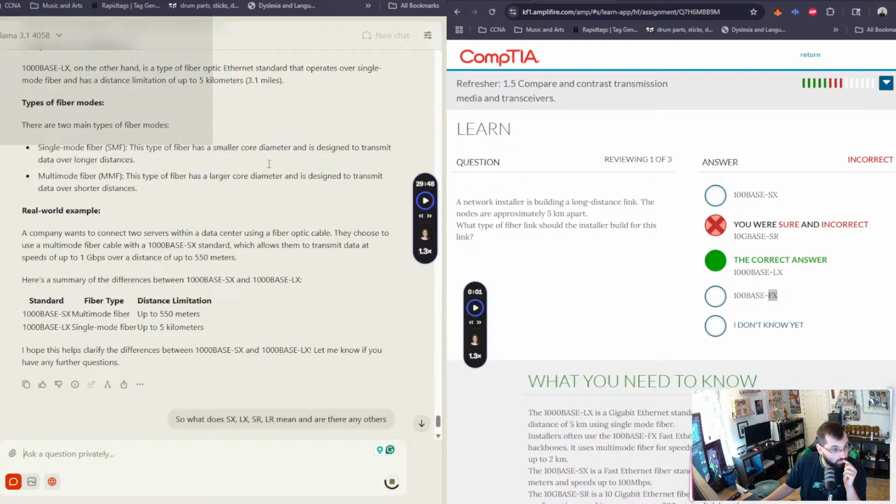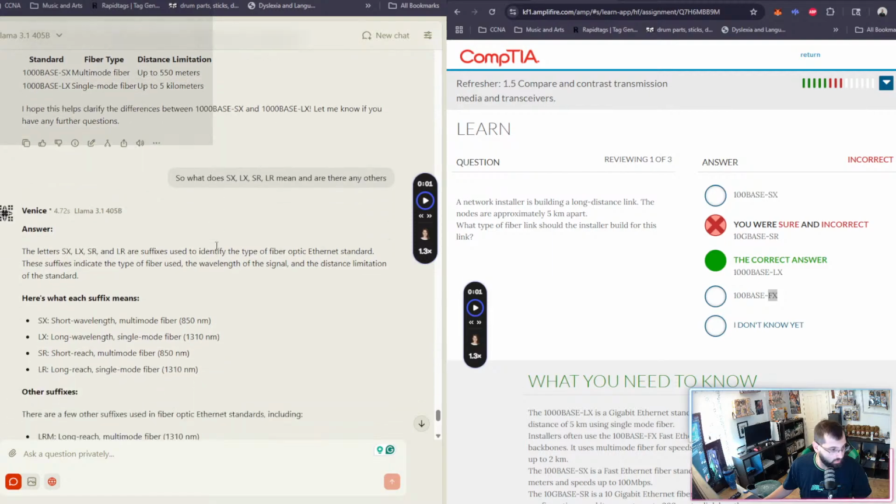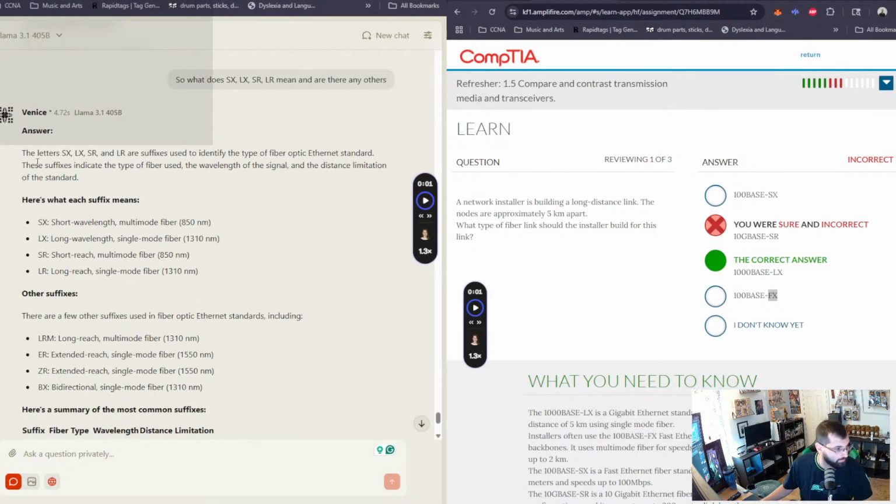This type of fiber has a small core diameter and is designed to transmit data over long distances. Okay, that makes sense. Multimode fiber has a large core diameter and is designed to transmit data over shorter distances. Okay, so core means the actual diameter, the size of the fiber, nothing to do with the hierarchy or the topology. Okay.